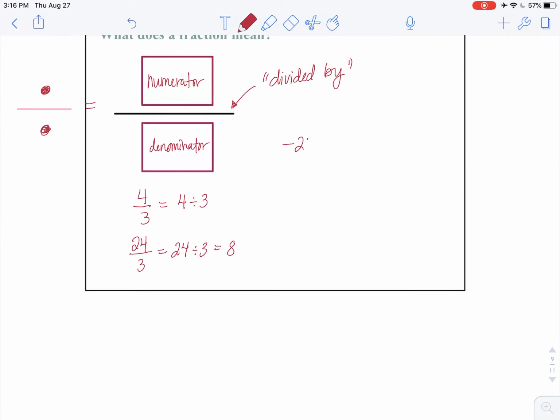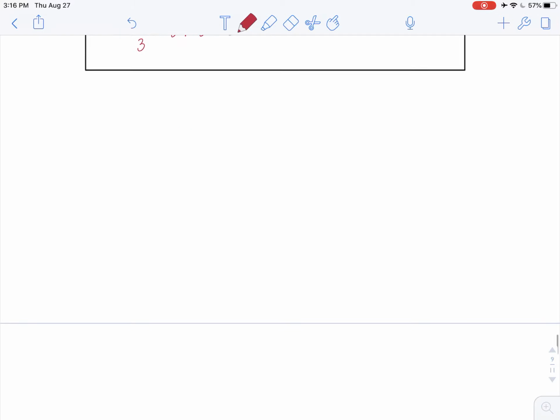Even if I have a negative, negative 24 divided by 6 is a negative divided by a positive, which is a negative 4. Or even if it's 24 divided by negative 4, I have a positive divided by a negative, and that gives me a negative. Okay, so that's what we can think of.